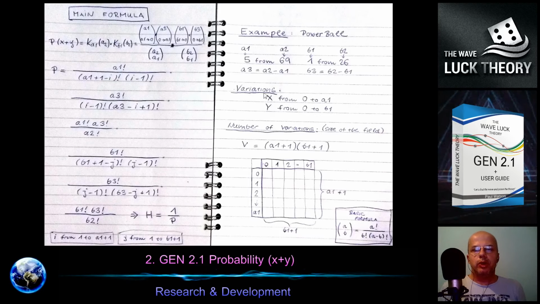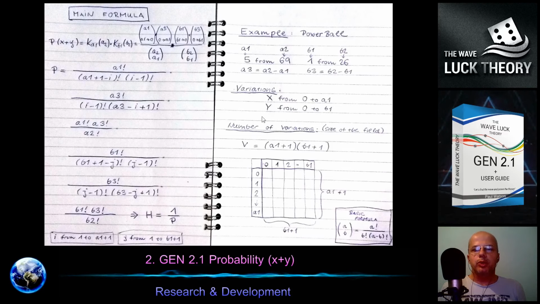Then we will calculate the number of variations as it is here. So the number of variations is from 0 to A1. It means if you have A1 equal to 5, then you have number of variations equal to 6. So you can have 0 hits or 5 hits, the maximum. So you can have 0, 1, 2, 3, 4, 5. And the Y is relevant for the second row, where you can have 0 matches or 1 match. So it's 0 and 1.